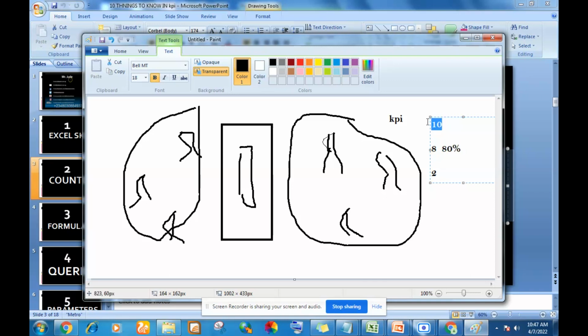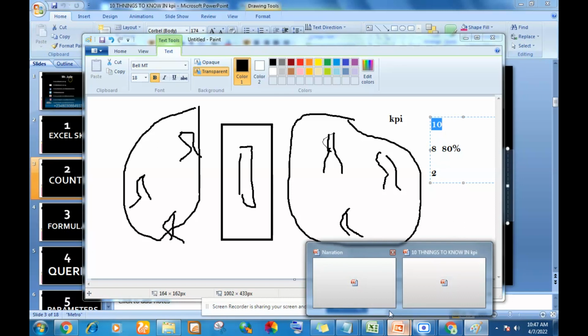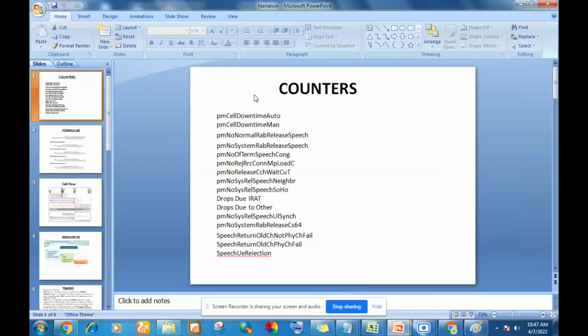So counters are specifically returning statistical data, which, if we make it up in a formula, we will be able to use to have a KPI. There are so many counters in the network. For instance, you have this counter, the Ericsson counter, and counters vary from vendor to vendor. They do similar work, but they may have different names in different vendors.